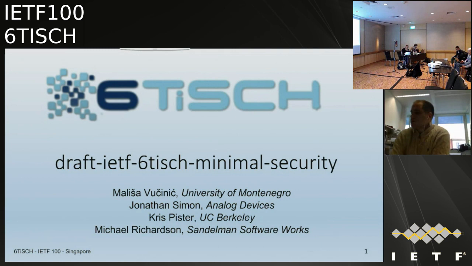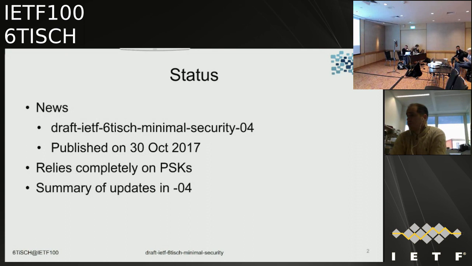All right, great. So hello, everyone. My name is Malisha. I will be presenting the status of the minimal security draft, which is our one-touch solution to secure enrollment in 6TiSCH networks. On October 30th, we published the 04 version of minimal security. The biggest change is that we now completely rely on pre-shared keys. That said, we had to remove the dependency on the ad hoc draft that did not see any progress. So as of now, minimal security completely relies on pre-shared keys, and we will be addressing the asymmetric keys probably as part of the zero-touch work. As part of this presentation, I will go through the main changes that we did from 03 to 04.